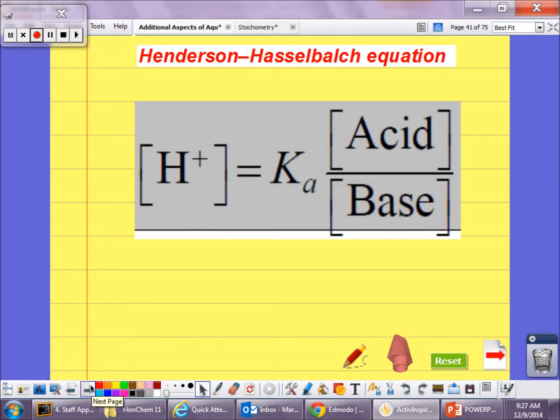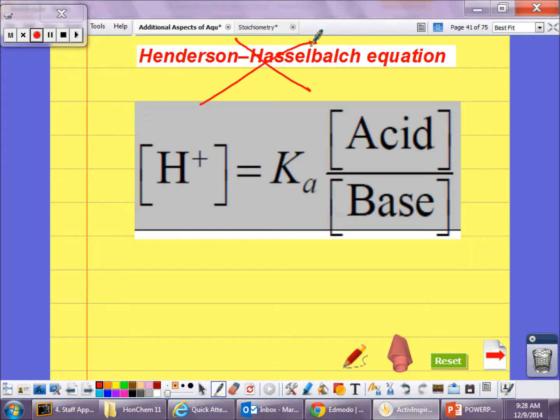Now, listen carefully. This is the favorite part. When you look at your book, they will use pages to solve one buffer problem. They will use 2, 3 RICE tables for one problem. And then they come up with an equation called the Henderson-Hasselbalch equation, the HH equation for short. They say this is a short way. But I have good news for you. We are not using all of those pages. We are not even using the HH equation from the book.